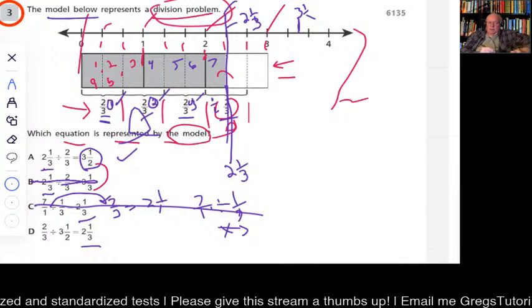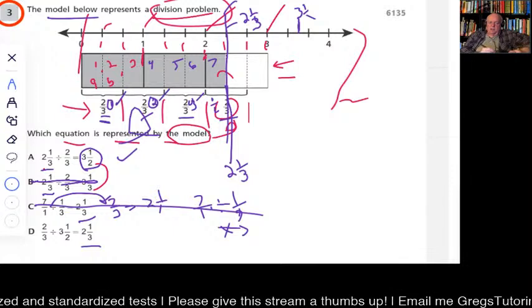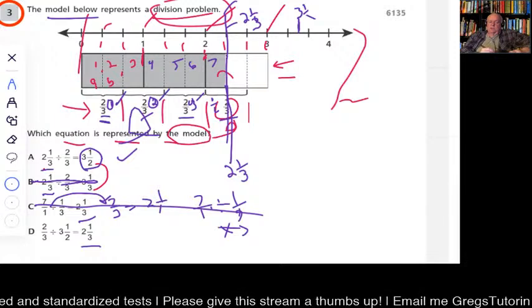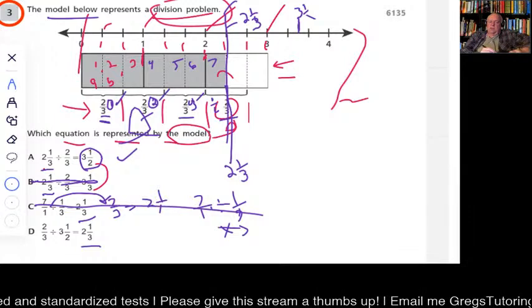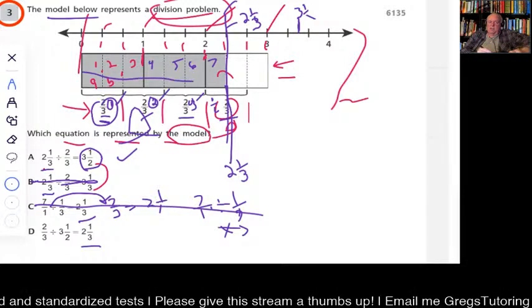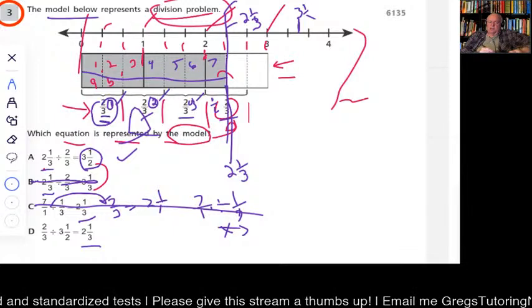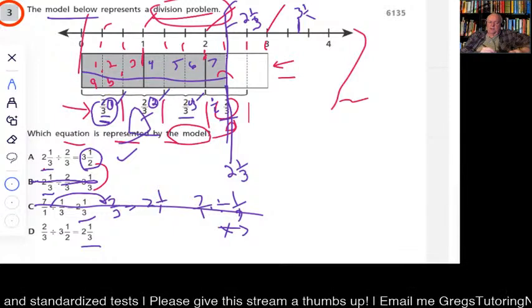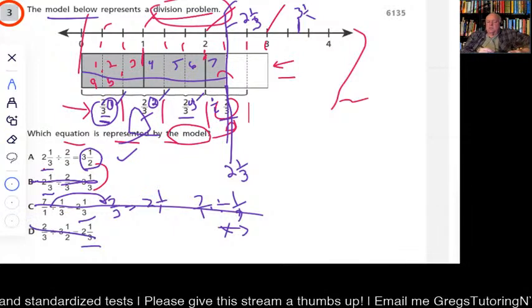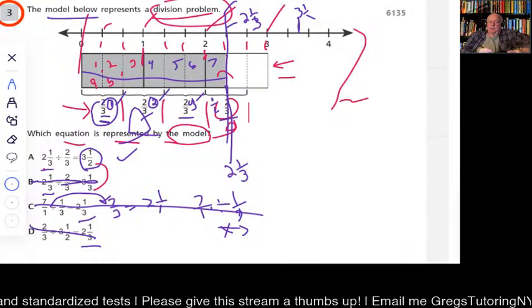Okay, and then D kind of reverses things. It goes 2/3 divided by 3.5. So it's taking each little piece and dividing it by the whole shaded area here. That's just illogical. That's not what's happening here. Okay, so that's out. So let's go back to A again. It's the only choice that's left. And make sure you really understand what's happening there.